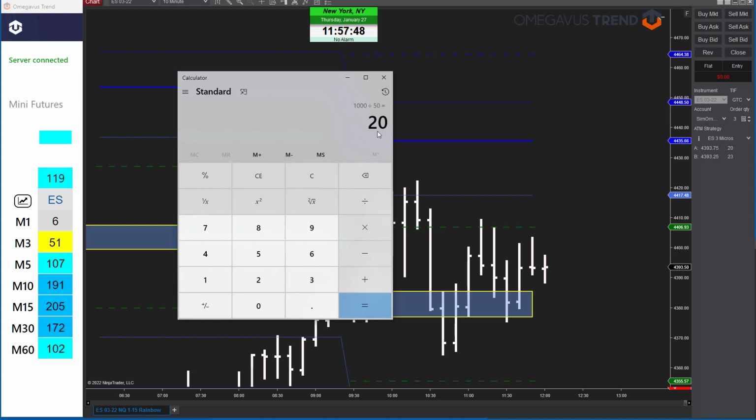What we found out is, okay, if I need to make 20 points at $50, how many points do I really need if I divide that by the number of contracts that I'm willing to trade, which is 4? And now I only need 5 points. Now, this is extremely doable.